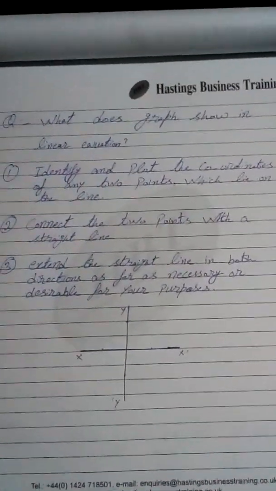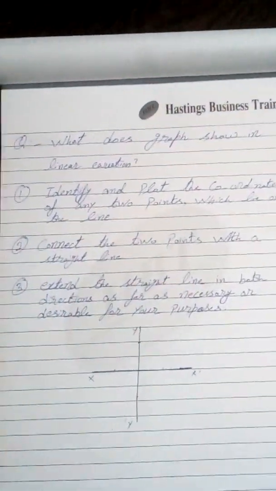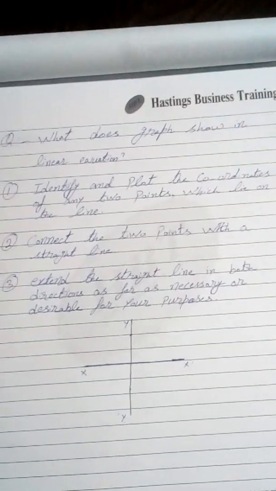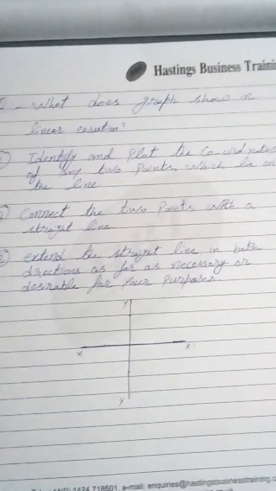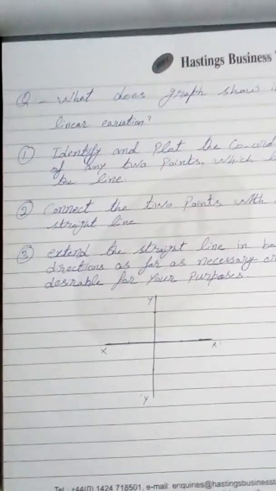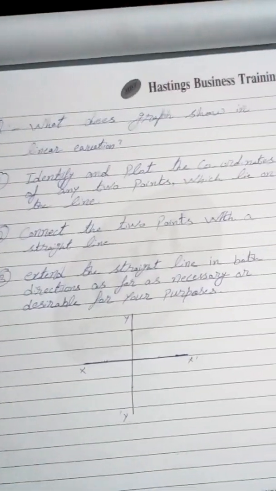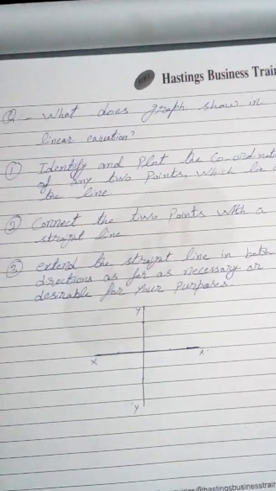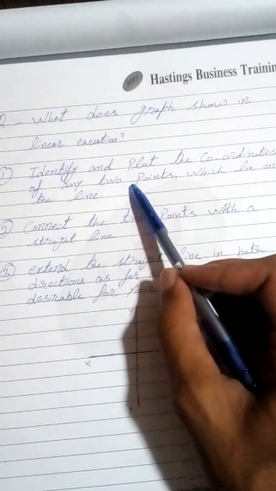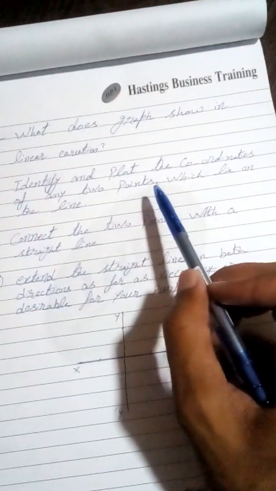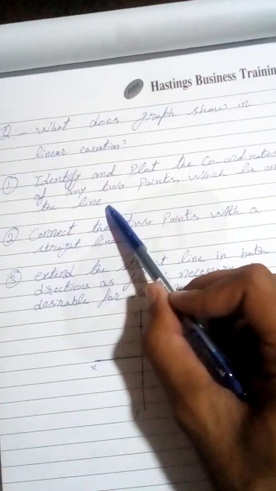So yes, here we have the graphical representation of what a graph shows in a linear equation. It has three properties that a graph shows in a linear equation. The number one is to identify and plot the coordinates of any 2 points which lie on the line.